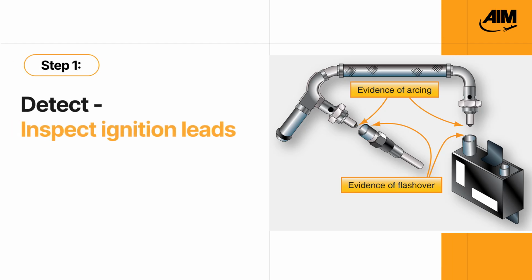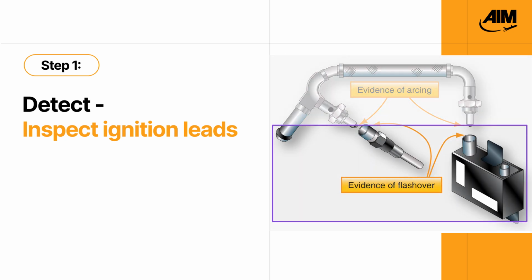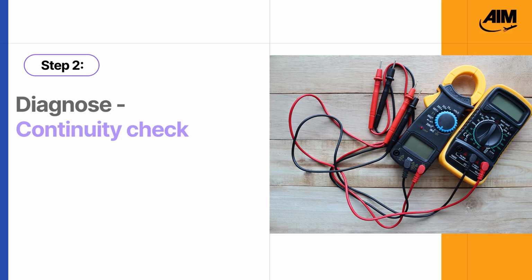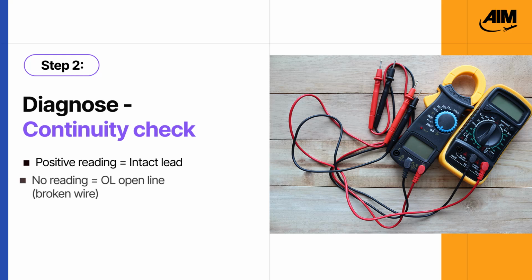Start by examining the ignition leads. Look closely for signs of arcing, flashover, or visible damage. Even small cracks can interrupt ignition and cause starting issues. Next, check for continuity using a multimeter. A positive reading means the lead is intact. If there's no reading, the lead may be broken or shorted.